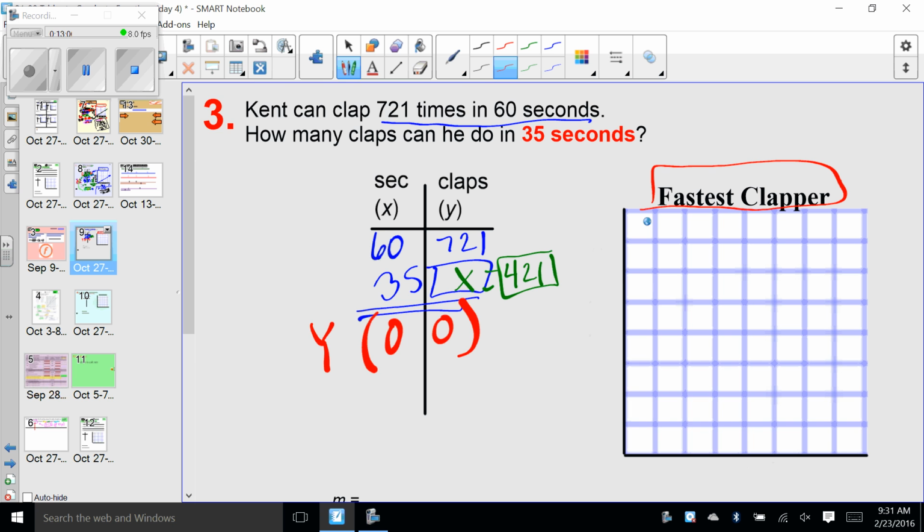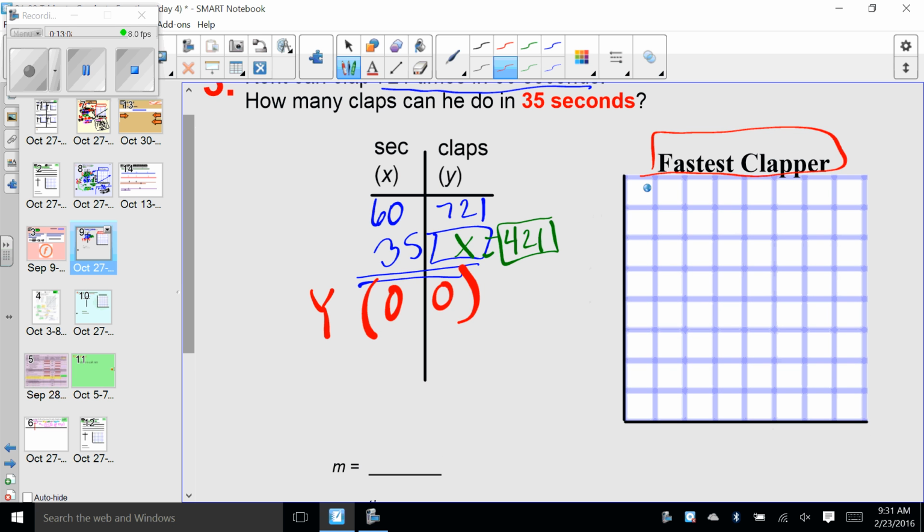Okay, so here's what we have. The fastest clapper, we know the rate. We were looking for the rate at which they clap. So let's go ahead and work on our graph first, because we're going table, graph, equation. So working on graph next.